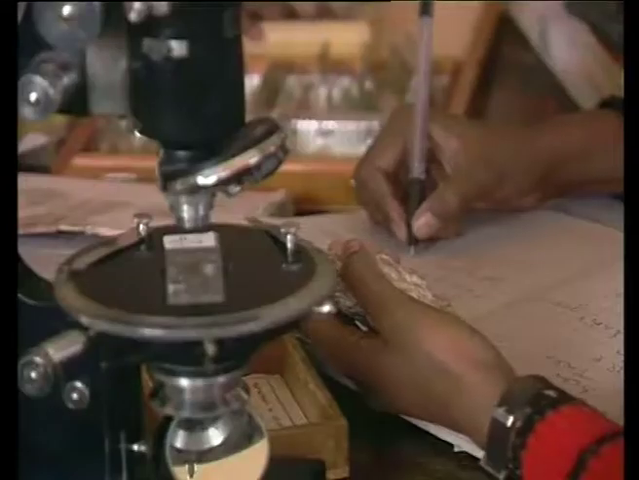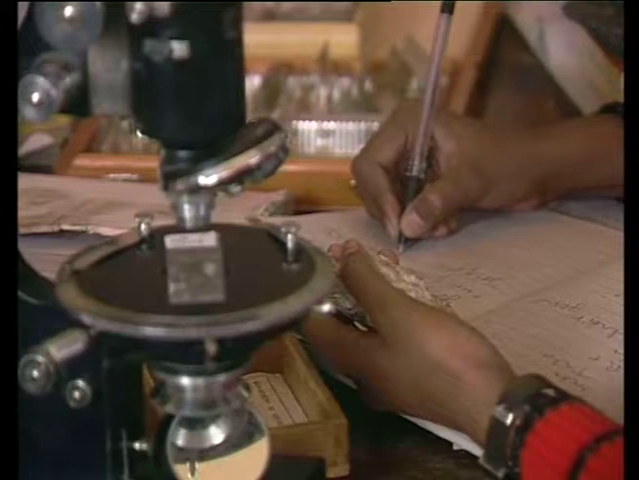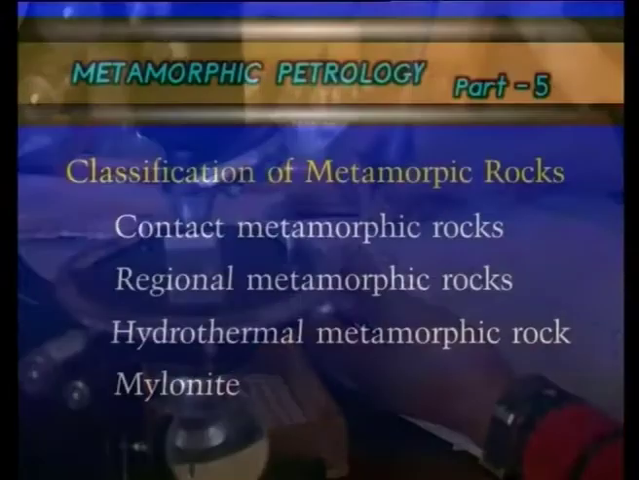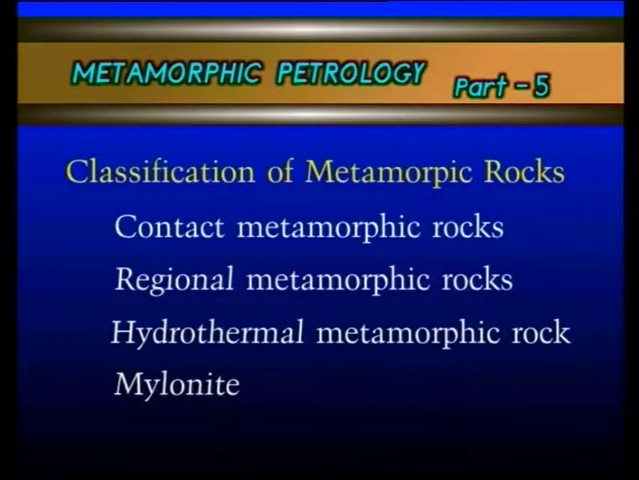Suppose we classify the metamorphic rocks on the basis of different types of metamorphism, we can classify them into 4 different types: contact metamorphism, regional metamorphism, hydrothermal metamorphism, and mylonites.